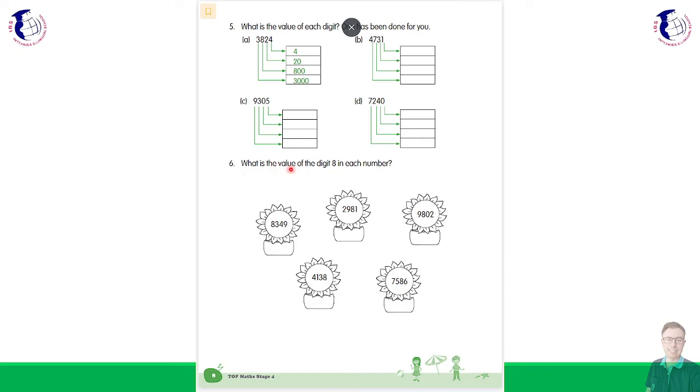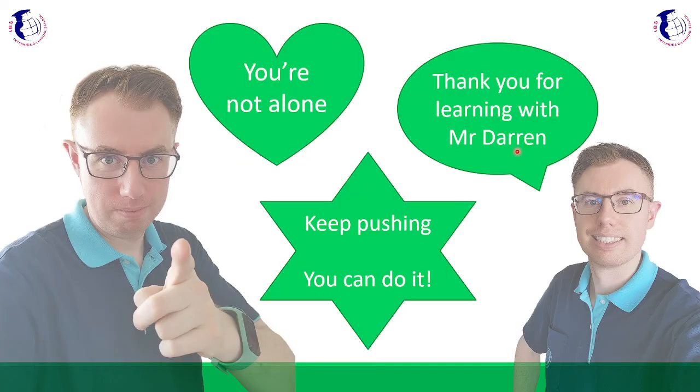Number 6, what is the value of the digit 8 in each number? So similar to what you've done up here, find the 8 in each number, and then depending on what place value it is, add the zeros after it. And so write your answers here, here, here, here, and here. And obviously, if it's in the units place value, there'll be no zeros after it, so you just write the number 8. Okay, that's the end of page 8.